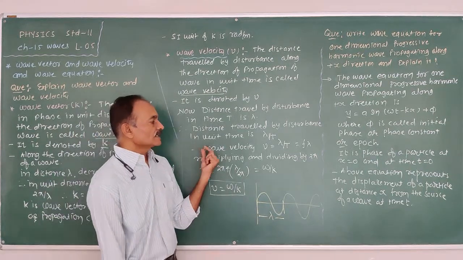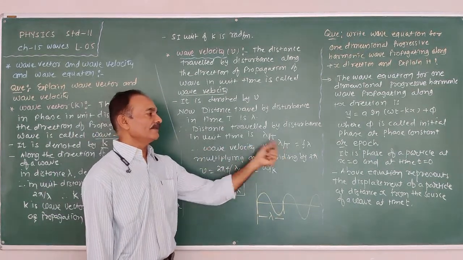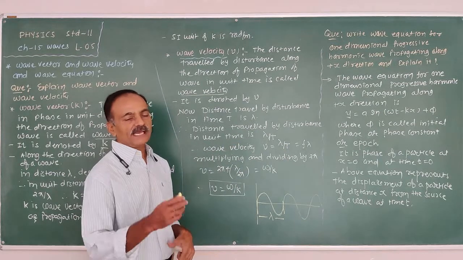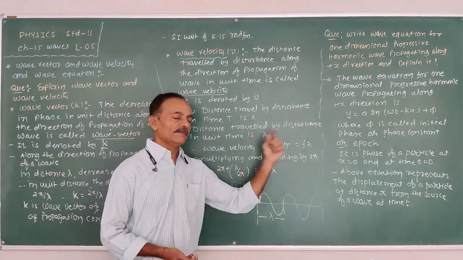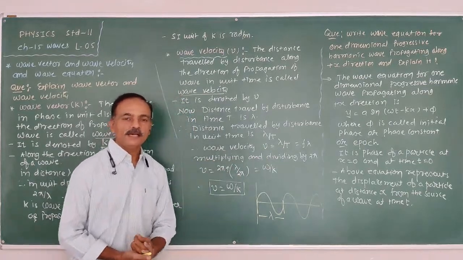Therefore, the wave velocity is equal to lambda upon T. But we know that f is equal to 1 upon T. Therefore, v is equal to f lambda. v is equal to f lambda.